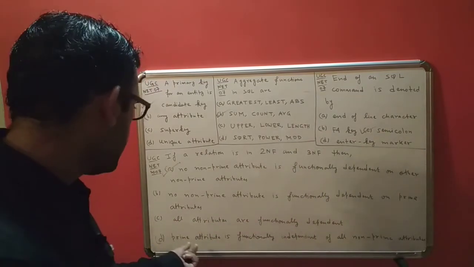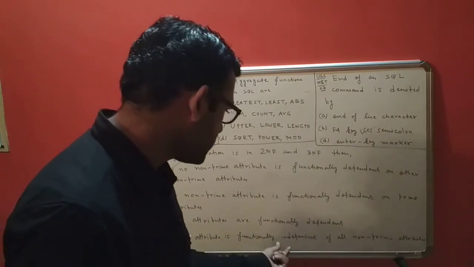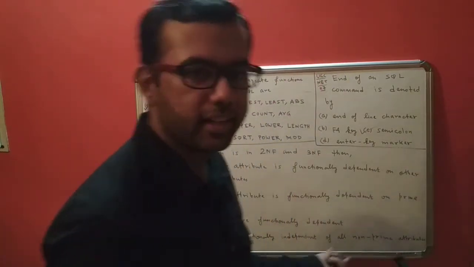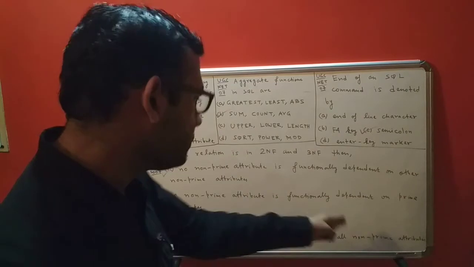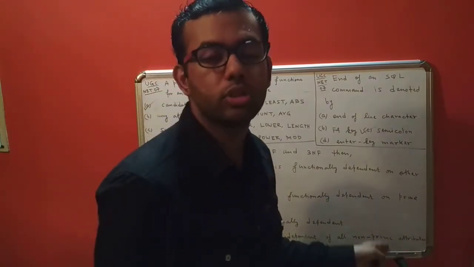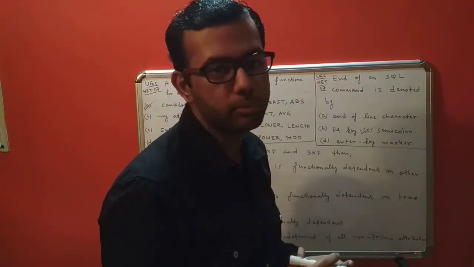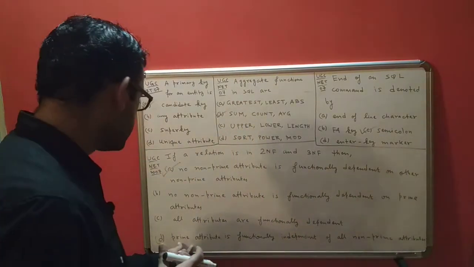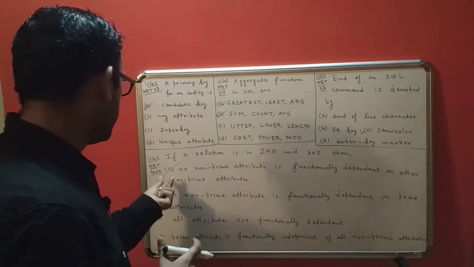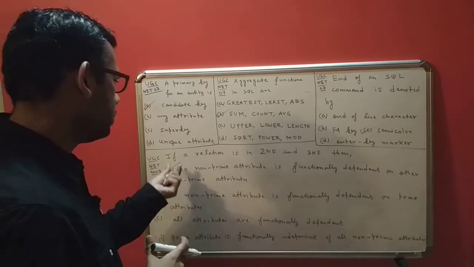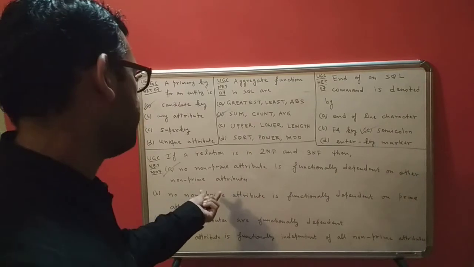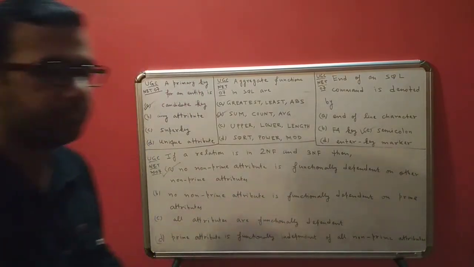And what about the last one? Prime attribute is functionally dependent on all non-prime attributes, which is incorrect, right? It should be the other way around. The non-prime attributes should depend on our prime attributes. Prime attributes are not supposed to depend on the non-prime attributes, isn't it? So this option is also incorrect. So we are left with only one correct option, that no non-prime attribute is functionally dependent on other non-prime attributes. Thank you.